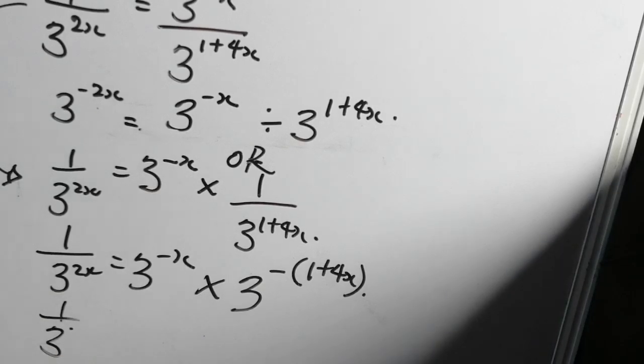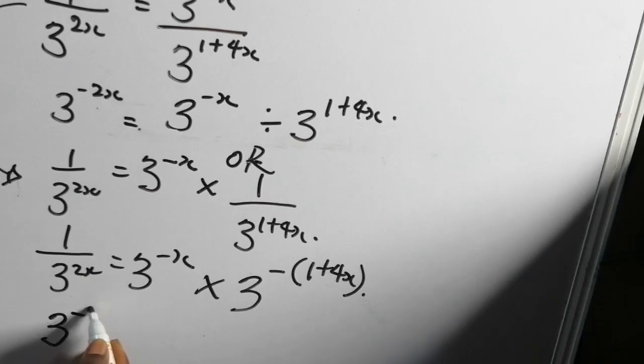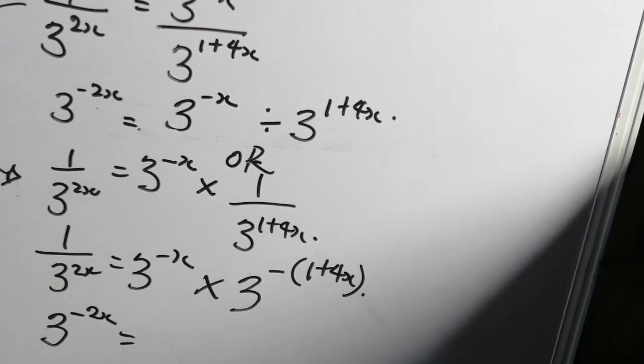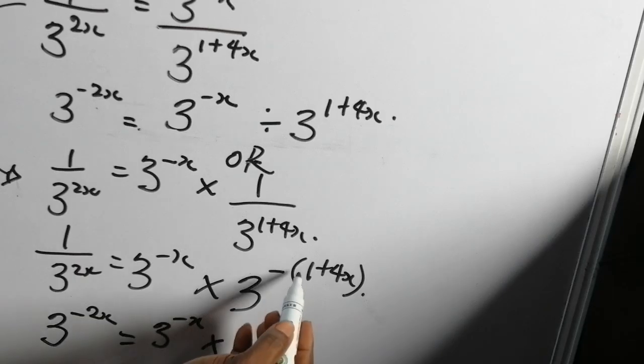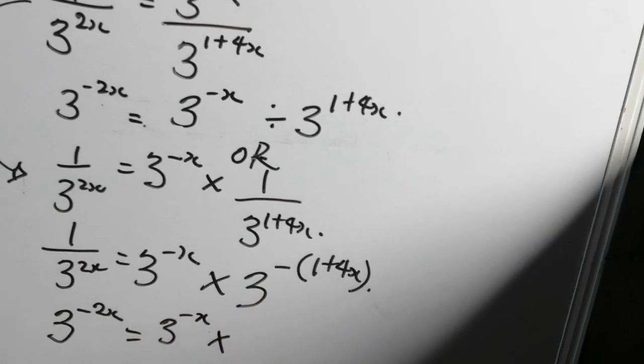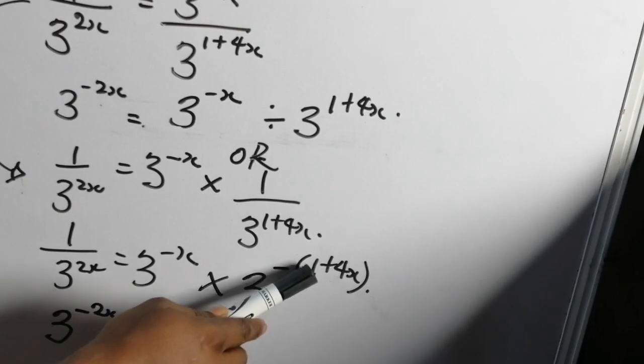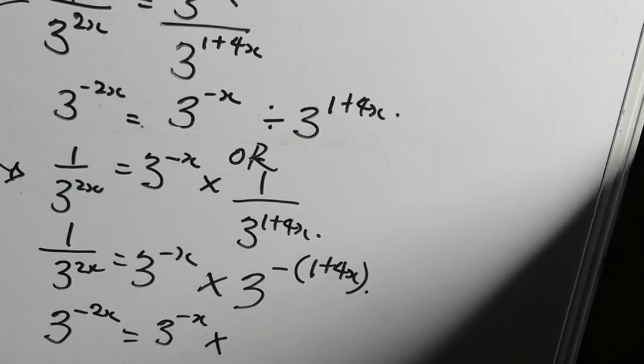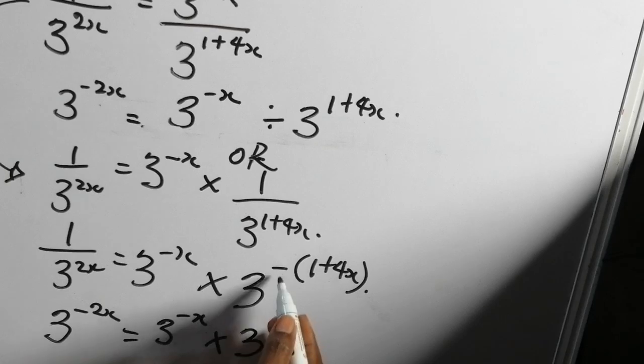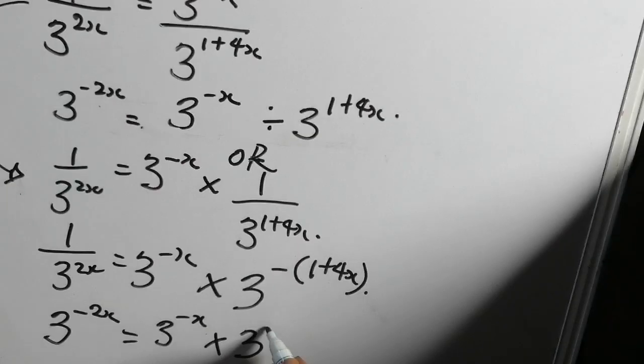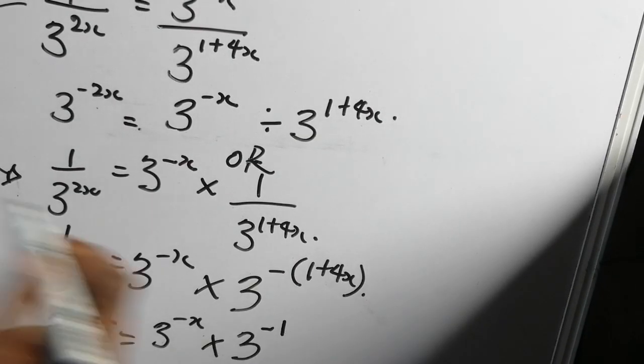Instead of writing 1 all over 3 raised to 2x, I can also write 3 raised to power minus 2x, which is the same thing. So here is the same thing as saying minus x times. Don't forget, like I said, anything on the right hand side is the owner of the sign. There's a plus sign here, but we don't usually write it. I've mentioned it over and over. Minus times plus is what? Minus. So this one is minus 1.